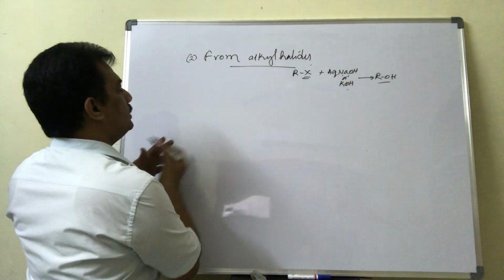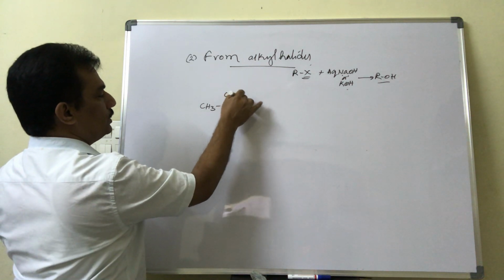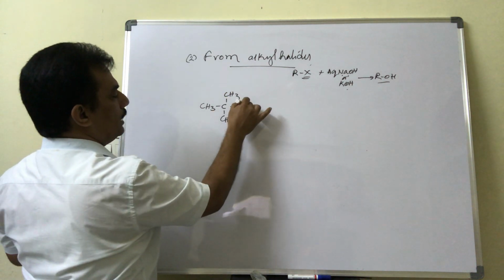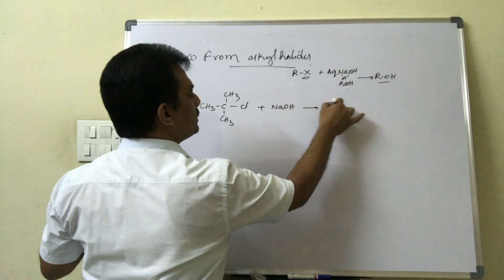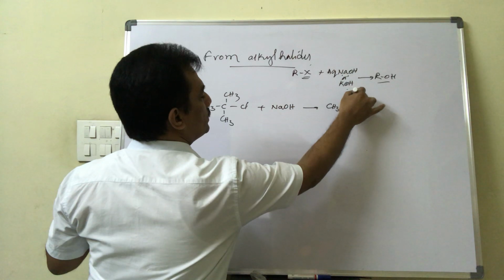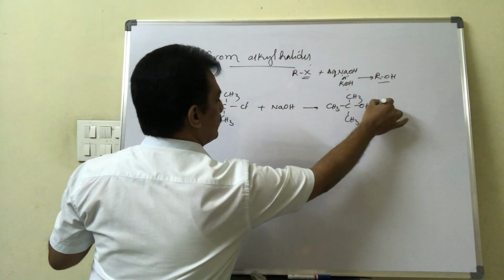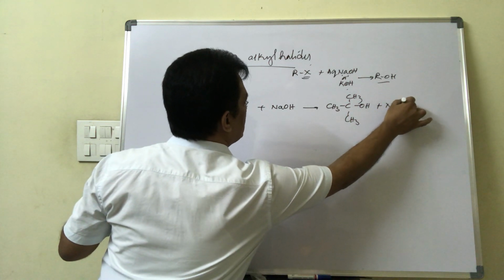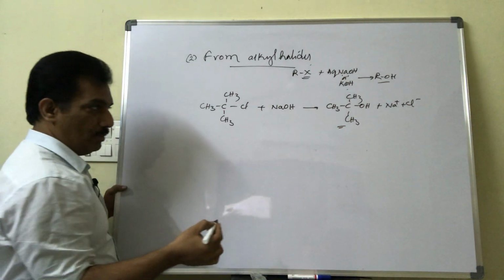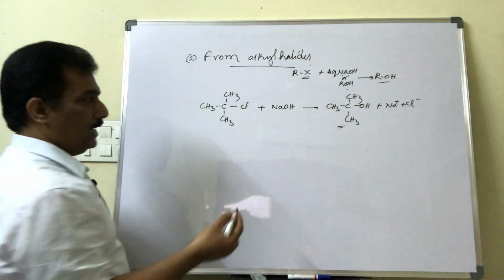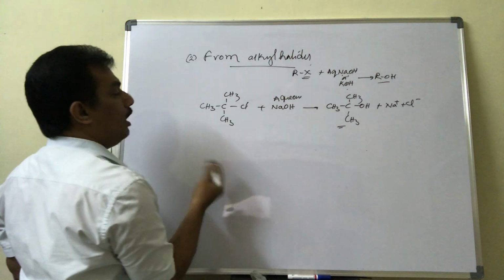It is tertiary butyl halide. Let us consider like this: CH3, CH3, and it is Cl. Now when it is treated with NaOH, ultimately it is forming CH3, CH3, CH3OH plus Na plus Cl minus. Finally, this is the major product. But you remember, elimination may also take place, and it is aqueous NaOH. Clear?